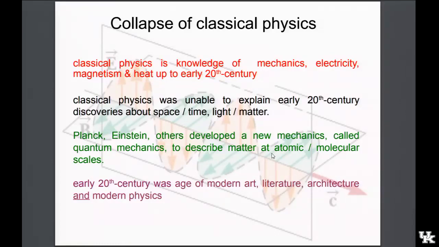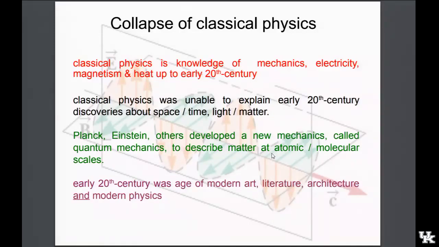As I mentioned, Max Planck, Albert Einstein, and others were responsible for developing a new sort of mechanics to replace classical mechanics that we call quantum mechanics to describe matter at the microscopic level, to be able to describe atoms and molecules and subatomic particles correctly. So that's why quantum mechanics was introduced to describe the motion of atoms and molecules at that very small scale.